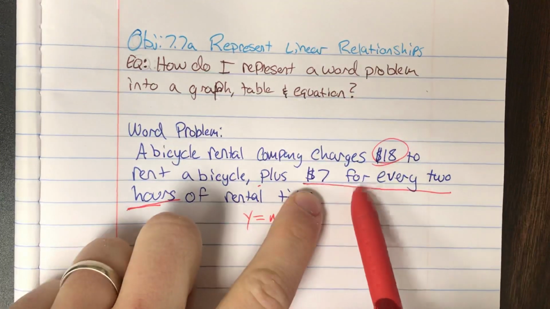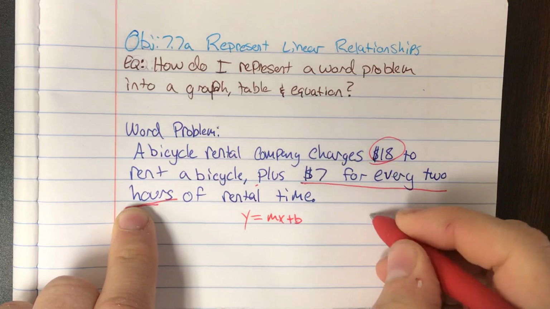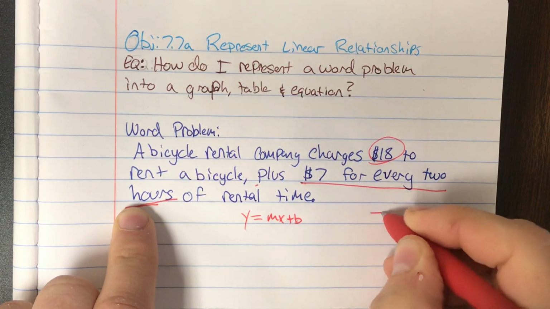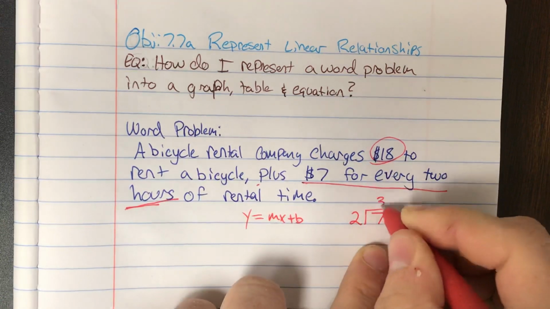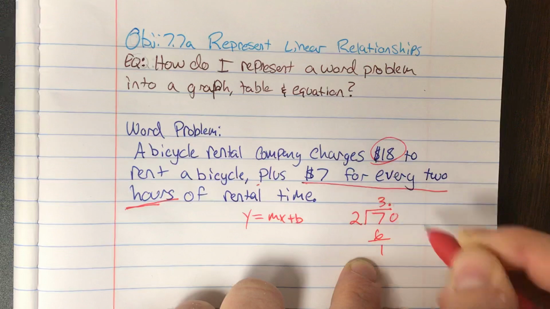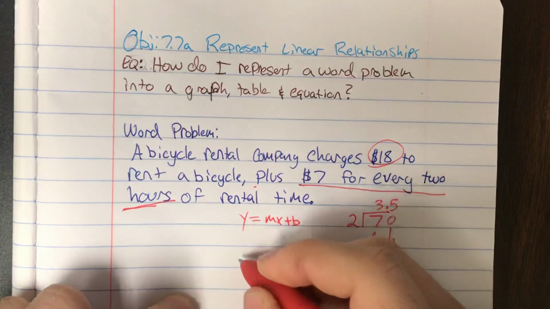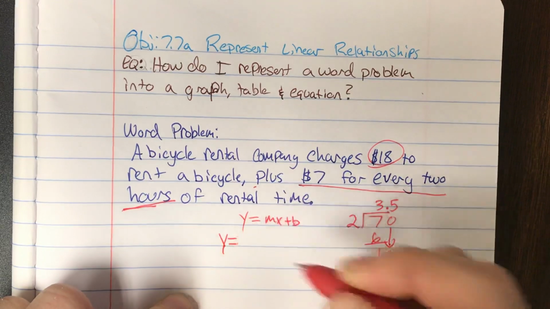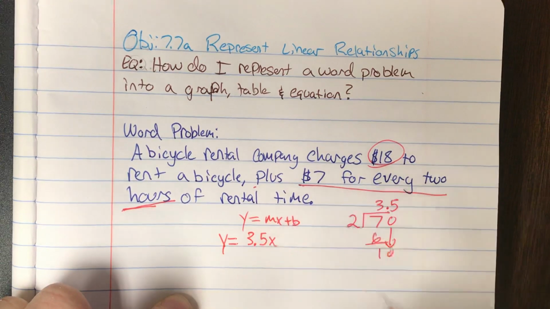So we see $7 for every 2 hours, right? But we need to figure out what it would be for 1 hour. So if it's $7 for every 2 hours, let's divide that and figure out what it is for 1 hour. So this would go into it 3 times. Add the decimal and the 0. So it's $3.50 for every hour. So that's going to make this equation start to look like this: 3.5x, okay?